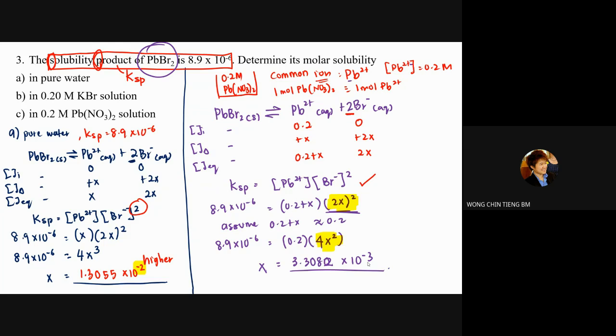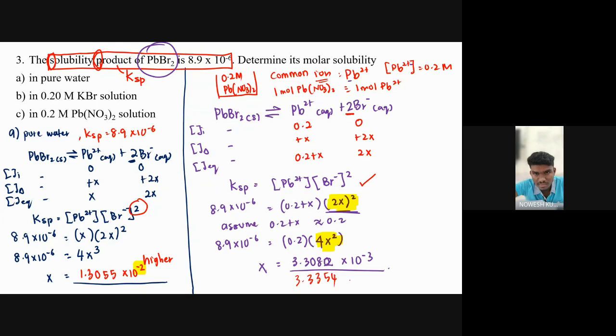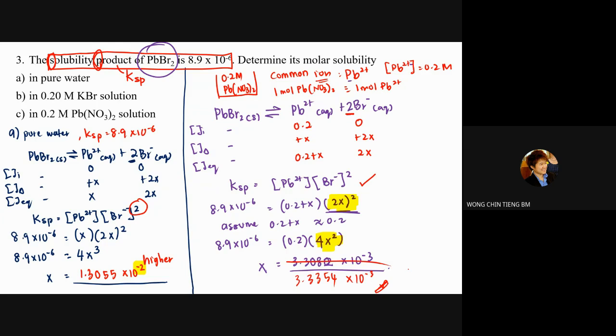Anyone in the Google Meet? Sama ke dengan jawapan Aiman? Tak. Tak. What do you get? 3.3354 times 10 to the power of -3. Alright, thank you. And Aiman got it right back again. Dia kira balik. Okay, dia kira balik.